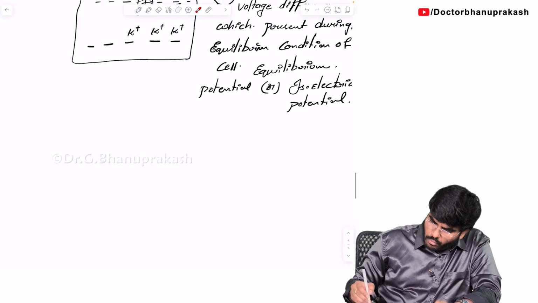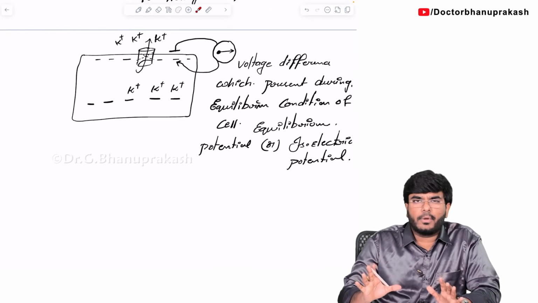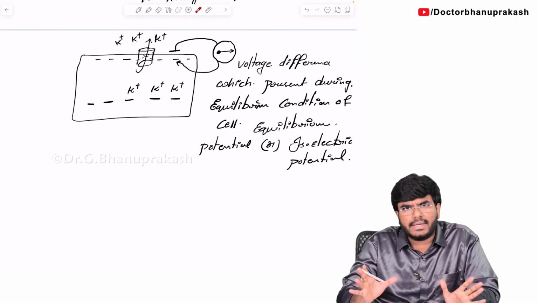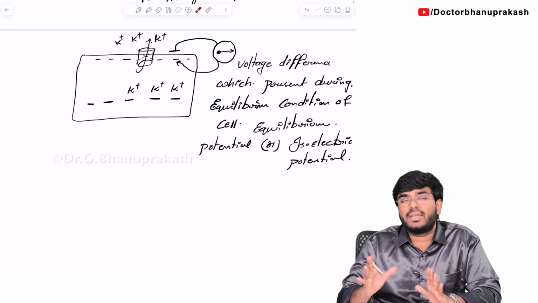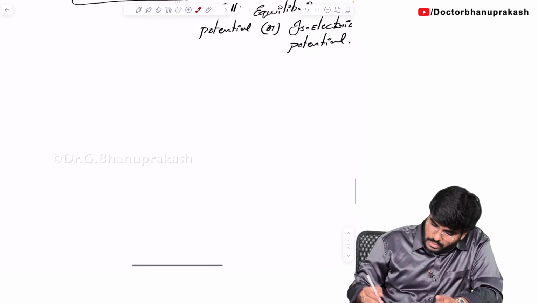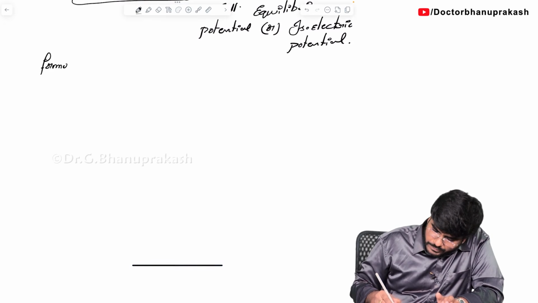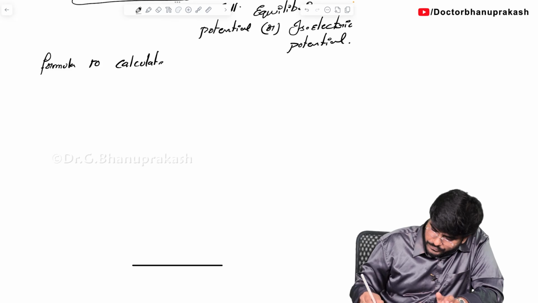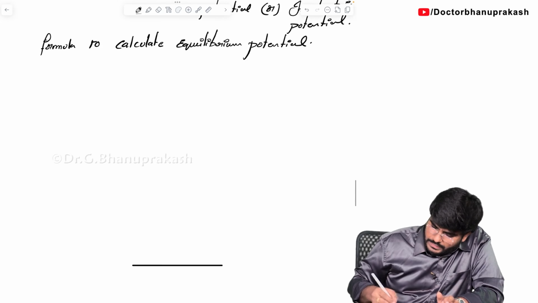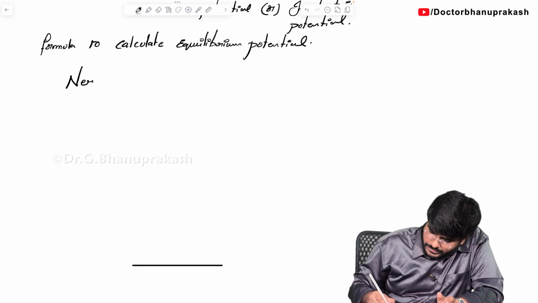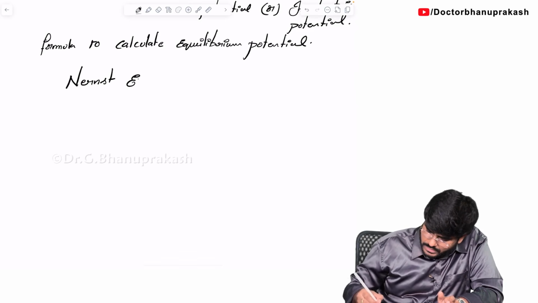Now, what is the formula to calculate the equilibrium potential, sir? First of all, we will discuss the resting membrane potential later. Right now what we have discussed is the equilibrium potential, and the ion that we have taken as an example is the potassium ion. So now, formula to calculate equilibrium potential. The formula is called the Nernst equation.